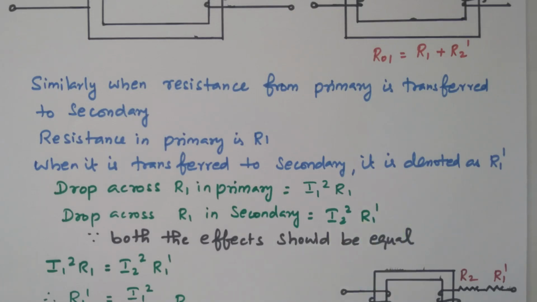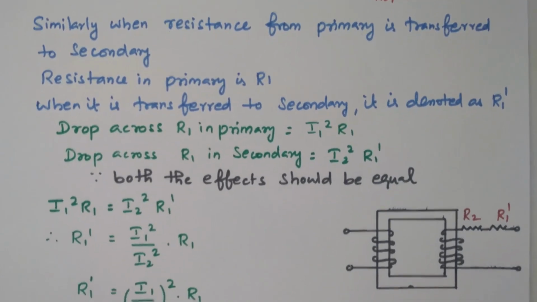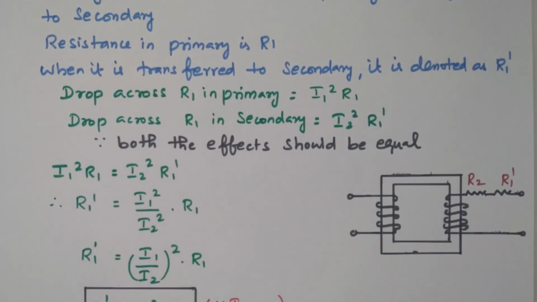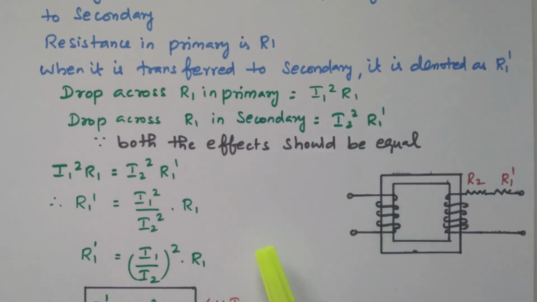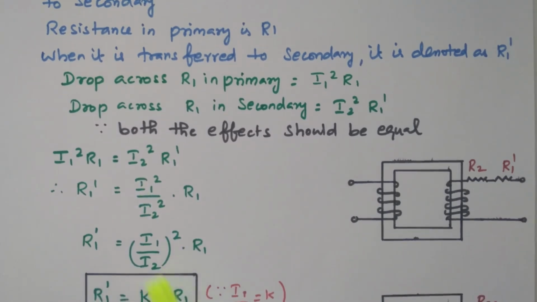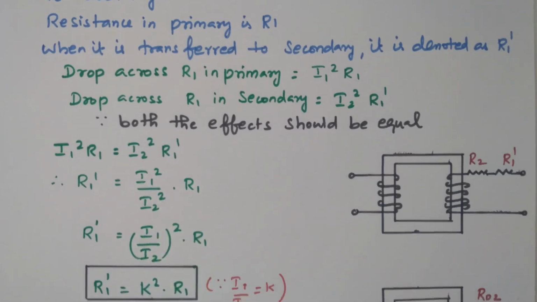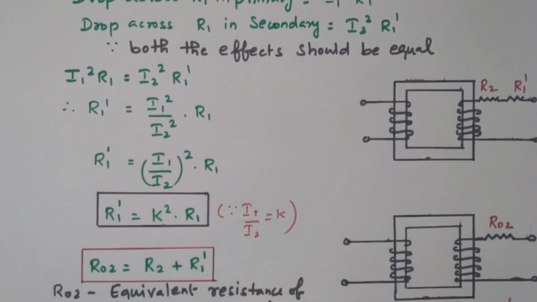Based on that, both the effects are equal. So while transferring any parameter, we need to maintain that the resultant effect should be equal. There should not be any deviation. That means these two drops are equal. So I1 square R1 equals I2 square into R1 dash. Bring this I2 square to the denominator, so R1 dash equals I1 square divided by I2 square into R1. That can be written as I1 by I2 the whole square, into R1.